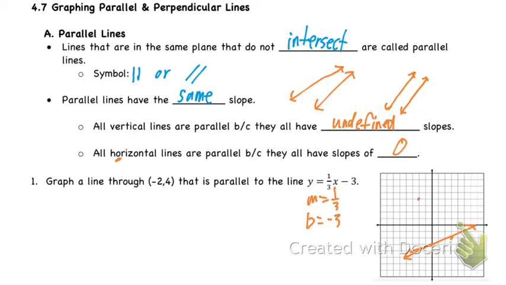We want it to be parallel. Well, here's what we can do. We can take the slope of 1/3, and what do we know about the line that's parallel to it? What will that slope be?